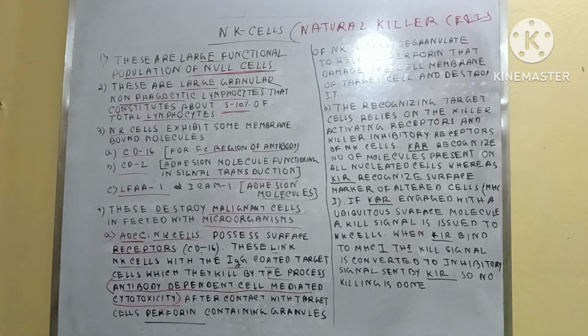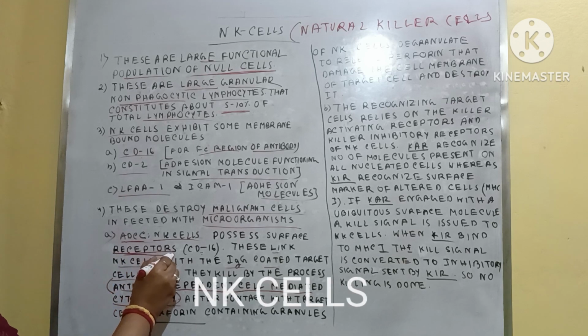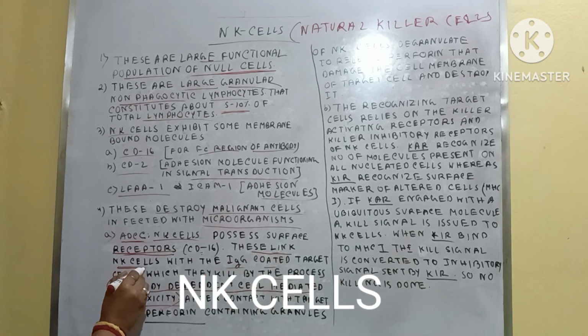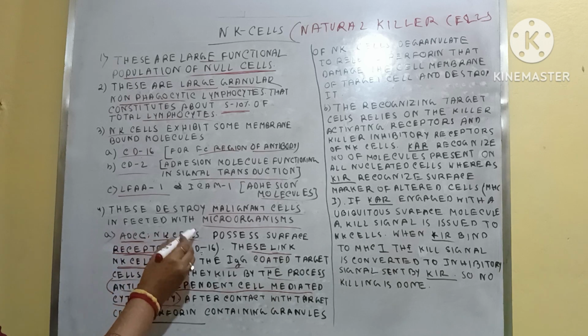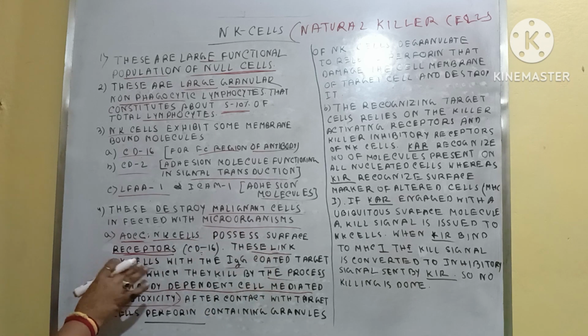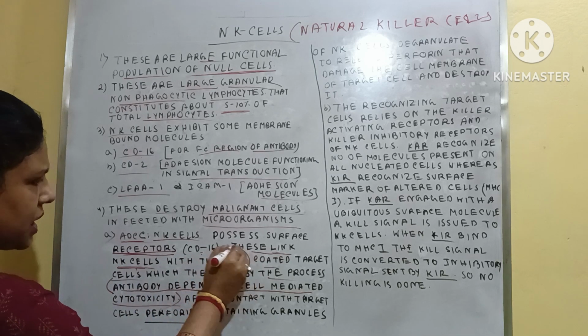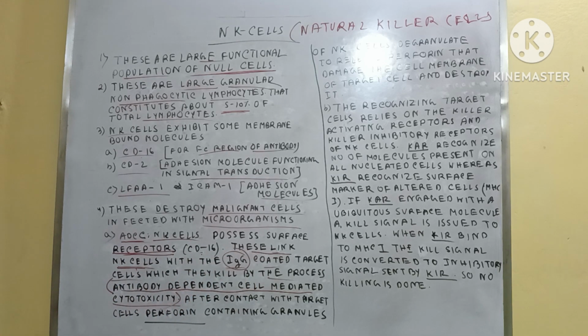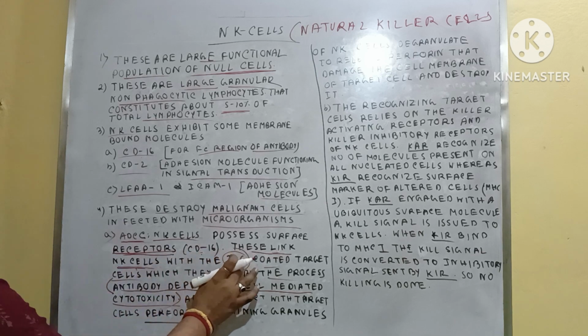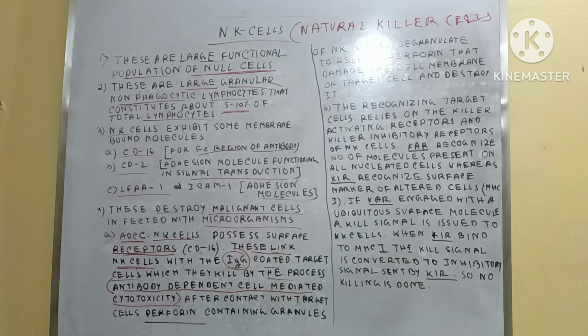Again I repeat: first the receptor present in the cell membrane links with the NK cells, and obviously IgG coated target cells are needed. Here the killing is possible by this process, antibody dependent cell mediated cytotoxicity.